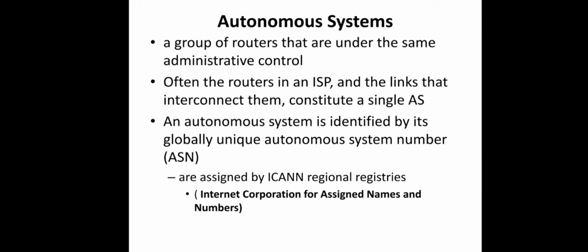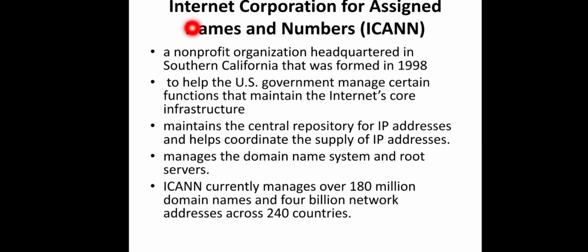And then again, that power is delegated to different subcategories. We will see those things. ICANN is a non-profit organization headquartered in South California that was started in 1998 to help the US government manage certain functions that maintain the Internet's core infrastructure, like maintaining a central repository of IP addresses and helping coordinate the supply of IP addresses, managing the domain name system and the root servers. Currently it manages over 180 million domain names and 4 billion network addresses across 240 countries.